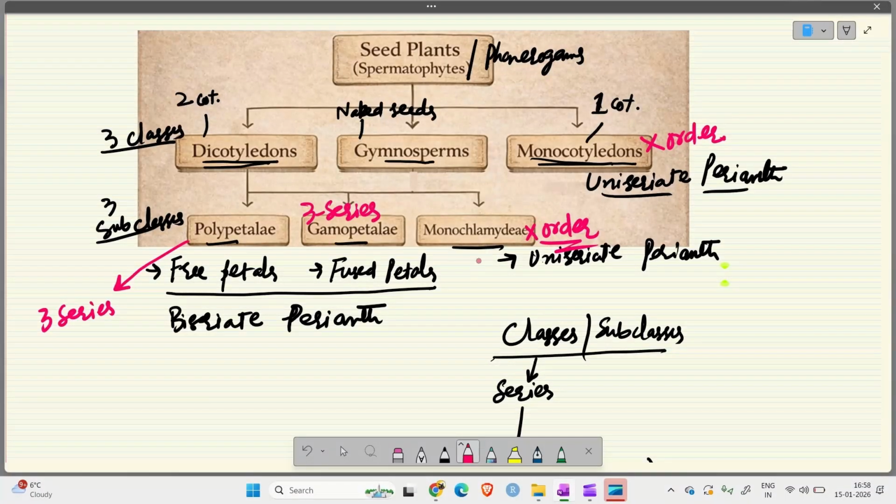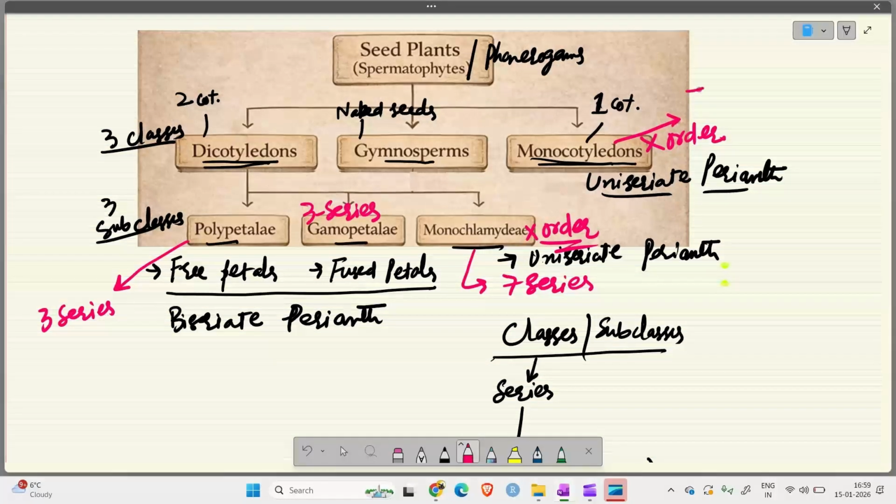Monoclamydeae has no order, but it has seven series. So monocotyledons also have seven series, but they are without any order. If you want to know the names of these series, I will put up a photograph in the comments or description section. You can go and have a look, but I think it's not too necessary to remember all the names of these series and orders and go into the detail.